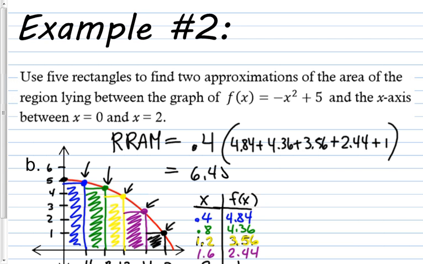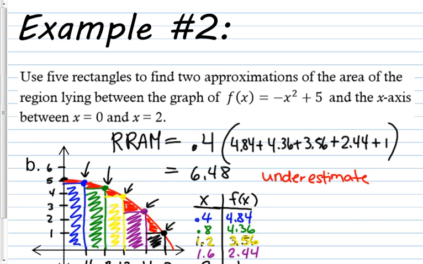Now notice, this is the same equation, same graph, but my area is a lot smaller than it was for the LRAM. And the reason for that is, if you pay attention, in this graph I have a lot of space left over. Because this graph is concave down and decreasing, for RRAM I have a lot of space left over. So this is actually an underestimate. Okay? This is an underestimate.